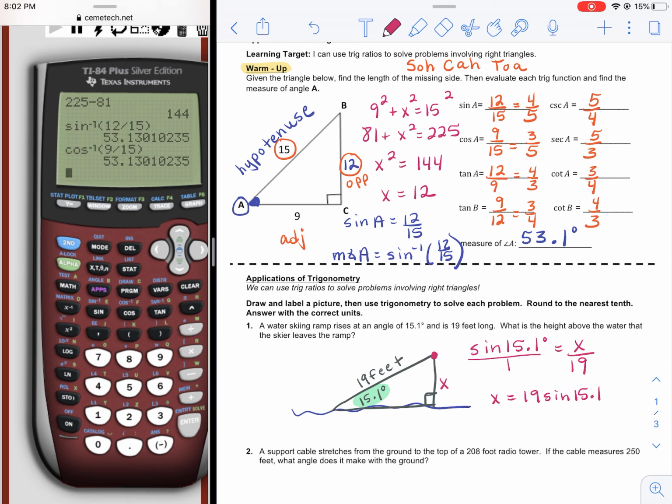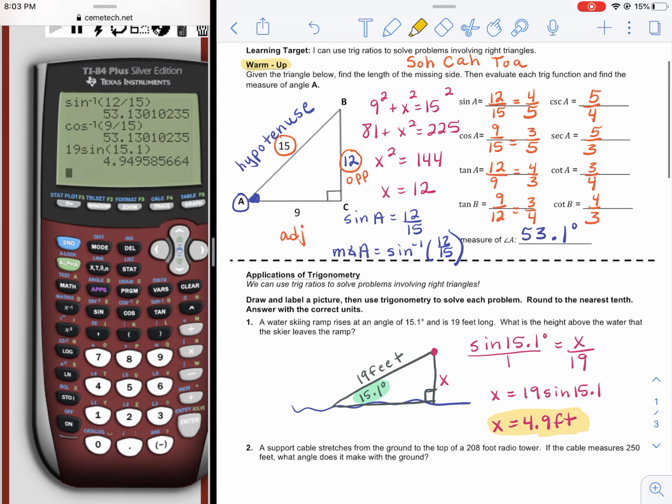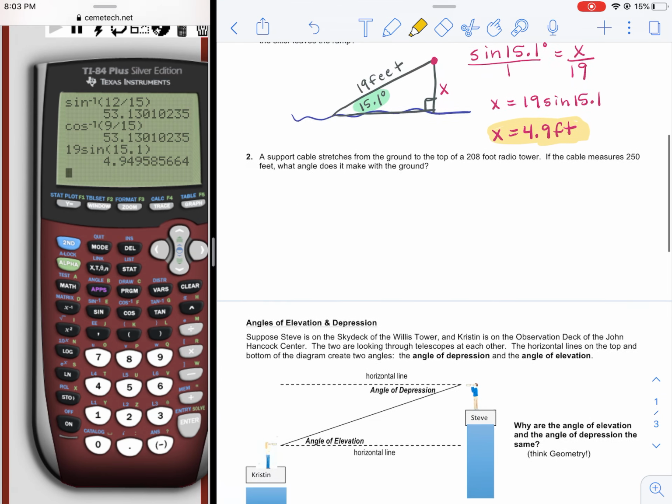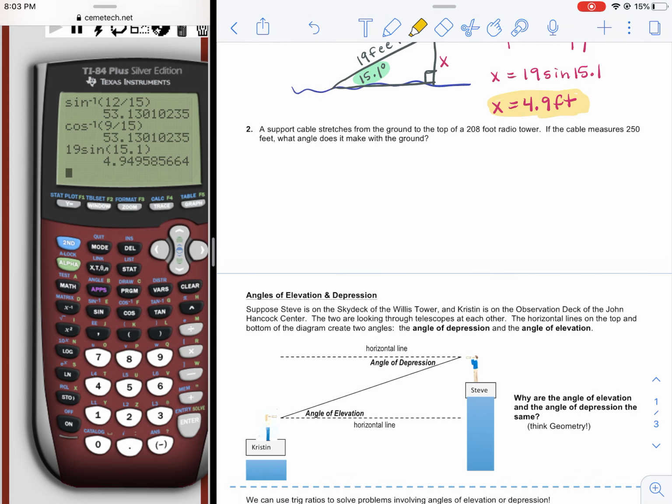As long as your calculator is in degree mode, you can go ahead and type that in, 19 times the sine of 15.1. And our answer is 4.9 feet. So that's just an extension of the problems that we talked about in the previous video. If that made sense, go ahead and pause the video and try the next problem. If you want a little more practice, we'll do another one.